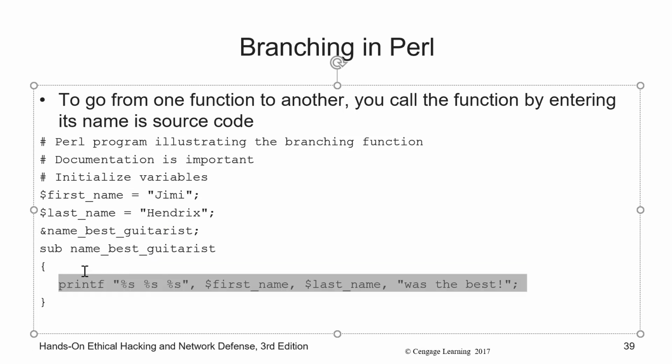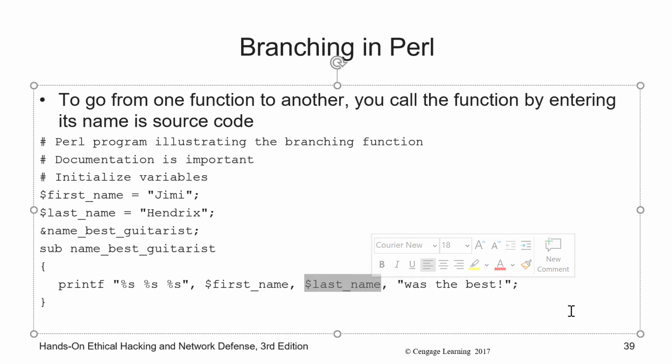And what are we doing here? We're printing a string with 3 parameters being shown, where for the first parameter we're passing in an argument first name, we're passing in an argument last name, and we're passing an argument was the best. So this would read out Jimi Hendrix is the best.